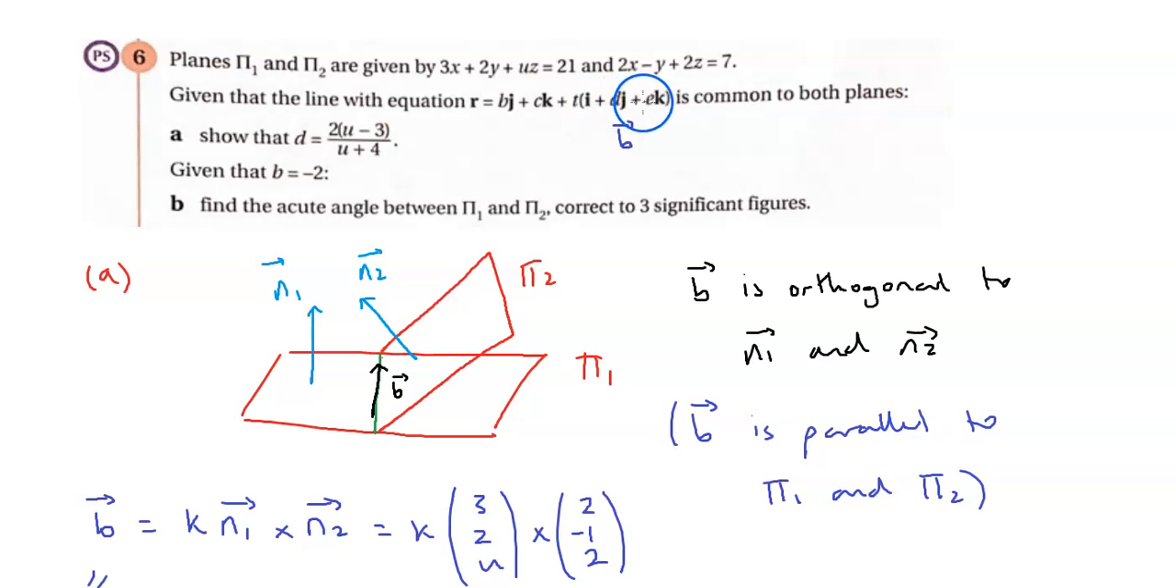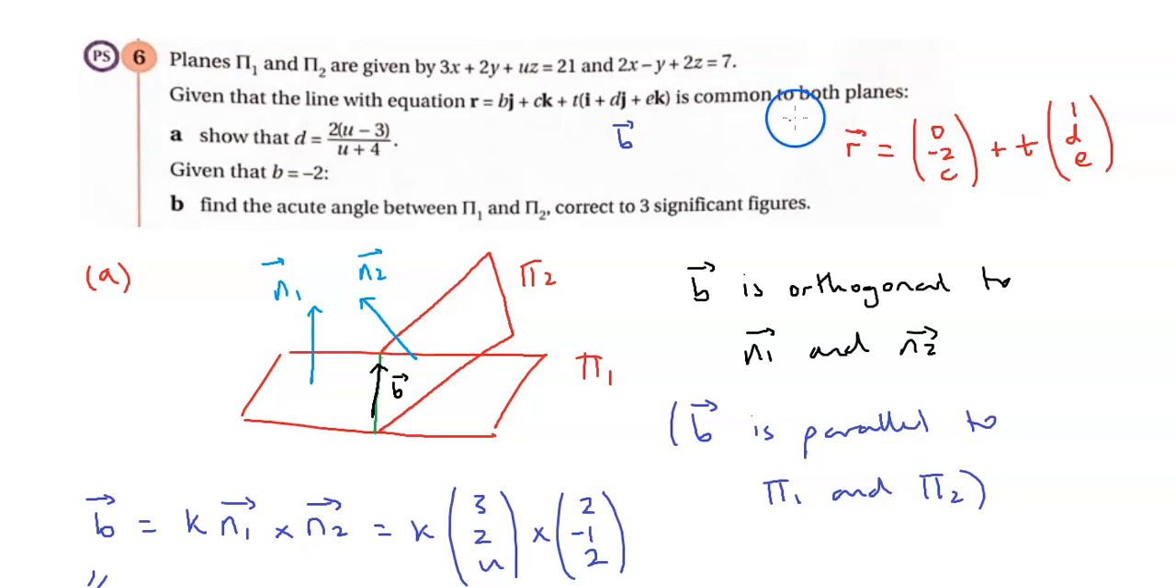We're told that b is equal to negative 2. It asks us to find the acute angle between pi1 and pi2 correct to 3 significant figures. Okay, so we know that b is equal to negative 2. And since this line, which we now know to be r equals 0i, then negative 2j, and then ck, plus t times (1, d, e).